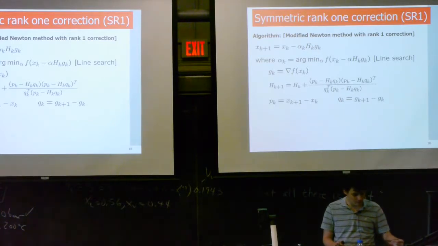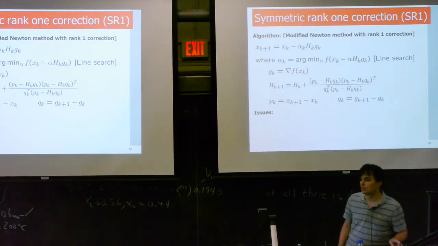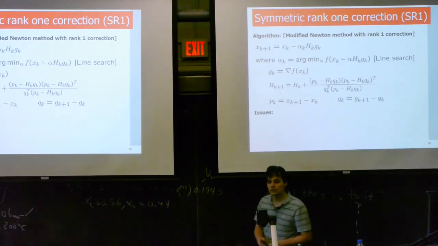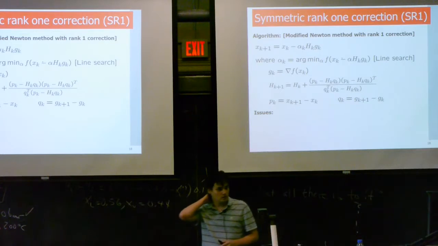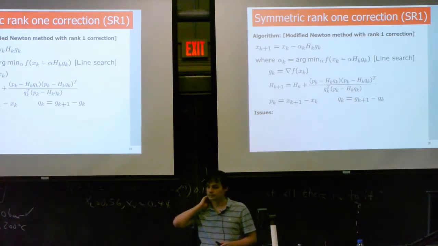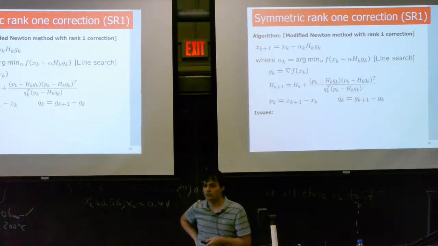So in each step, you estimate the inverse of the Hessian with this update rule, and you do a line search to find the best alpha. Is it clear what the algorithm does and what the motivation was? So we wanted to estimate the inverse of the Hessian. We use this update for that, and we hope it works.